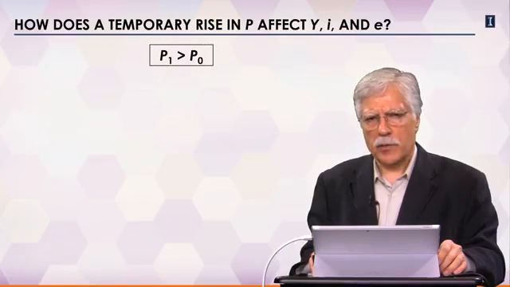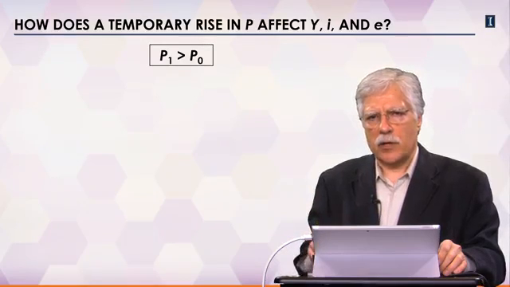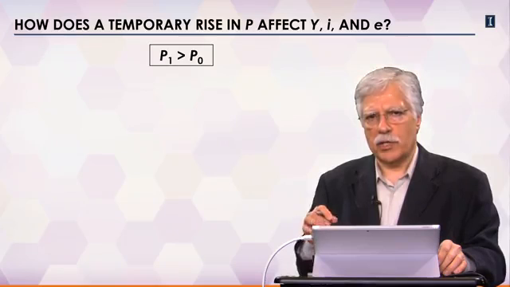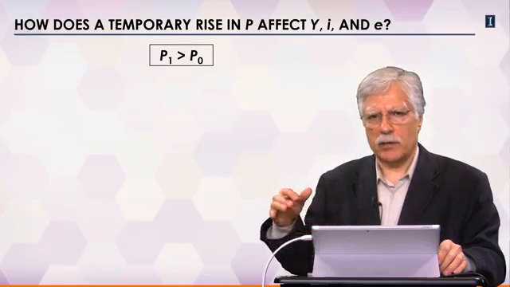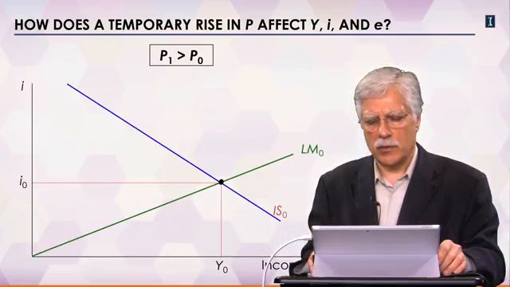So let's suppose that price level is at P0 and it goes up to P1. There's a parametric change in the price level, and let's see how we can analyze the consequences. I emphasize this is a temporary change in price level, not a permanent inflation rate. So starting from point Y0, I0, let's see what happens to the IS and LM curves when price level jumps up.